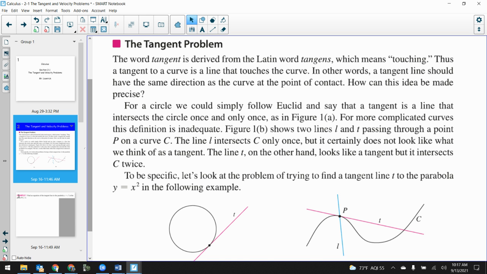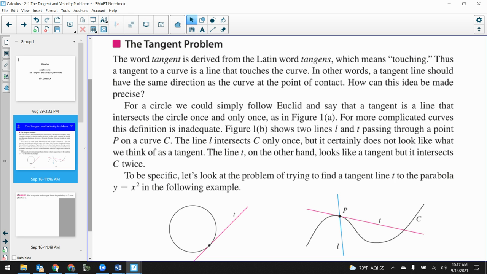And also, doesn't this line L also just cross it once? So we just have to be a little bit more careful and use our intuitive definition of a tangent and say, okay, it's going to lie directly next to the curve.